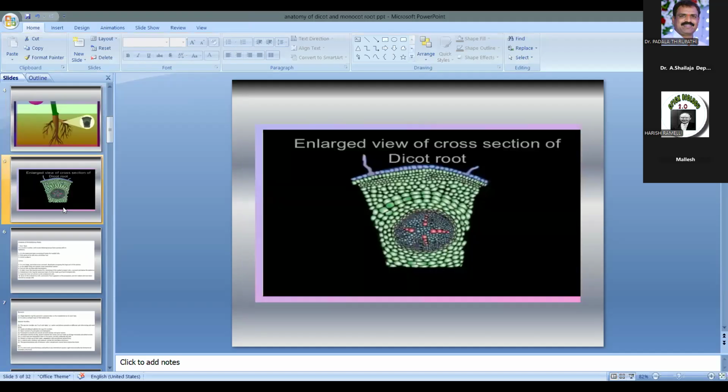Coming to the anatomy, here is an enlarged view of a cross section of a dicot root. The root is mainly concerned with anchorage, absorption, and storage and conduction. In some plants, the entire root or part of it becomes modified for a specialized function. Mainly the fleshy roots of sweet potato, beet, and radish are specialized as storage organs. That is the function of root. These fleshy roots are called storage roots.